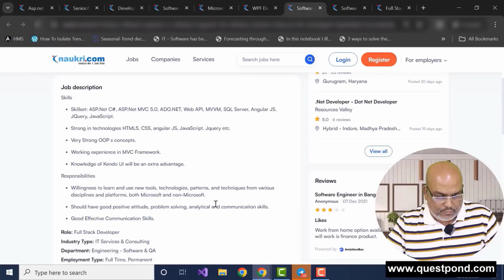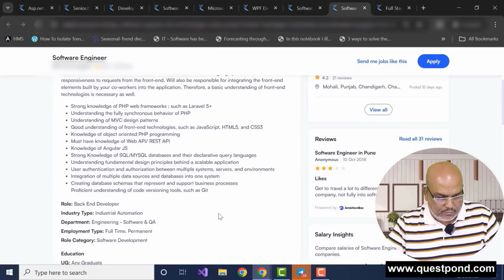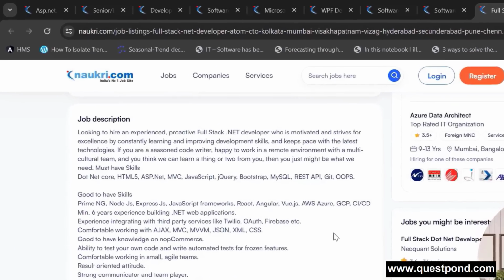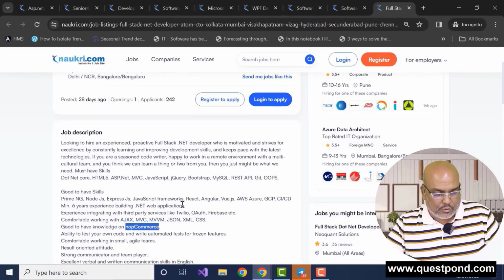Again, the same ASP.NET, MVC. Here, same ASP.NET, MVC, Angular. Go ahead. React, Angular, ASP.NET, MVC, and all that. And you can see there is something good to have knowledge on, NopCommerce, right? Okay, but overall I can see here we have Azure as well, right? So in this category, what I can figure out between the previous category of 5 to 10 years and 10 plus years, 10 to 15 years, right? Azure has started coming up in this category, right?